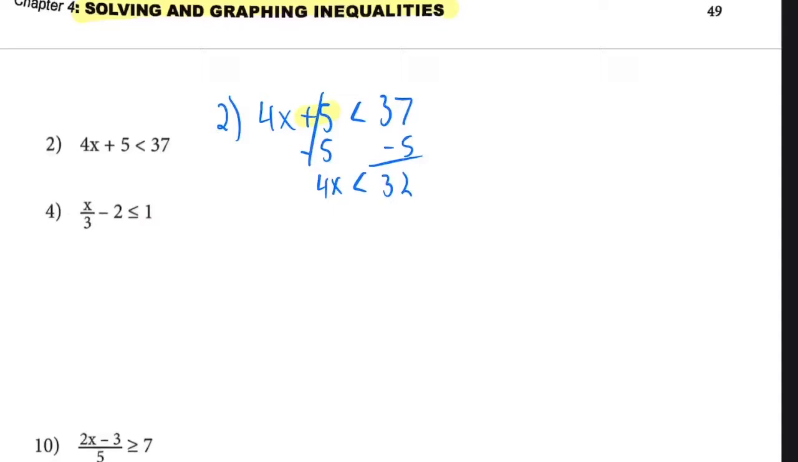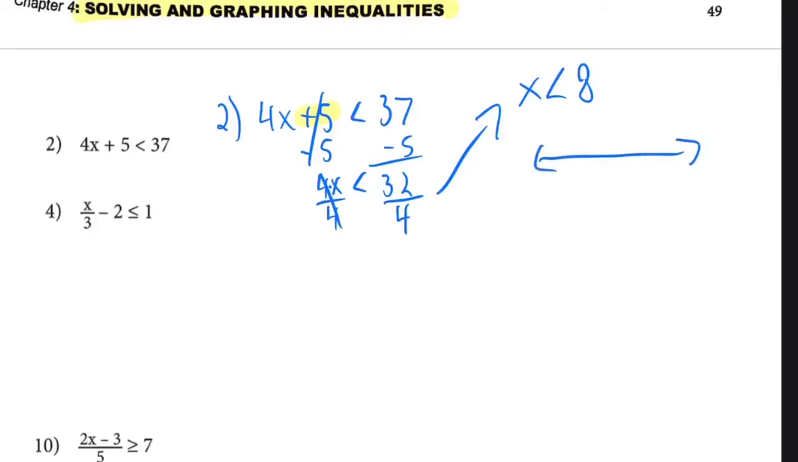That's 4 times x. To remove the 4, we need to divide it because division is the opposite of multiplication. So a 4 multiplying and a 4 dividing cancel out. We need to divide by 4 on this side also, and that'll give us that x is less than 32 over 4, which is 8. We're not done yet. We need to graph this.